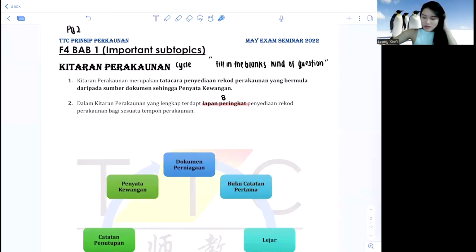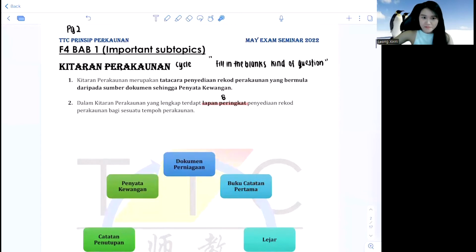Okay, yeah. So by the way, before I go in depth into this Kitaran Perakaunan, there's a few things you need to understand first so that you don't get so confused as we go into chapter 2. So the first thing is going to be your understanding towards account. Okay, what is the reason for us to do accounting? The reason that we're doing accounting is so that we can balance every single thing. So the main point is to balance out. Our aim is to balance, okay?